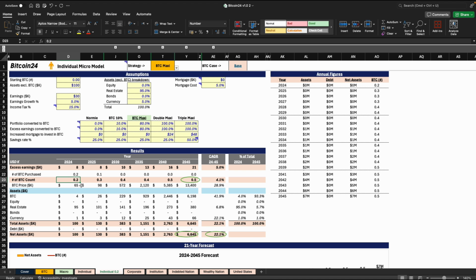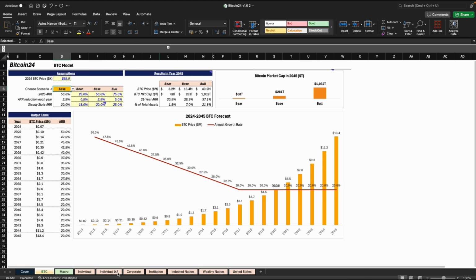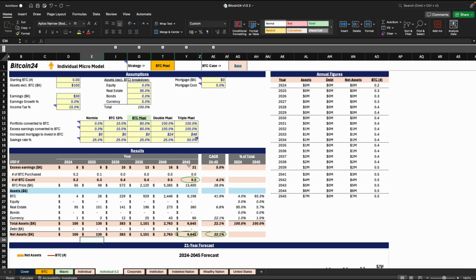So if he starts in 2024, and we go by Saylor's base case, by the year 2045, if he keeps doing that steadily and increases his Bitcoin count by 4.1% a year based on 25% and 80% allocation of his saving rate into Bitcoin, he will have a 28.9% CAGR year on year, and his Bitcoin stack will grow by 4.1%.